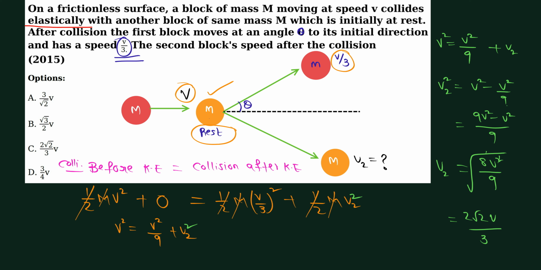Root 9 value is how much? 3. So your answer, which one is matching? 2 root 2 v by 3. Your answer C is matching.